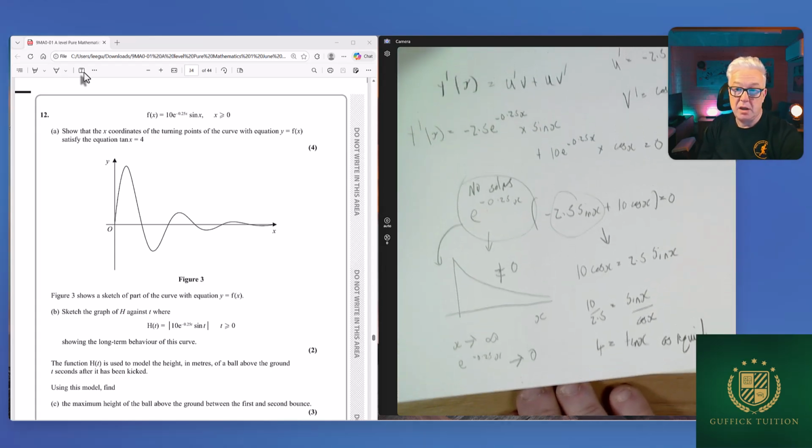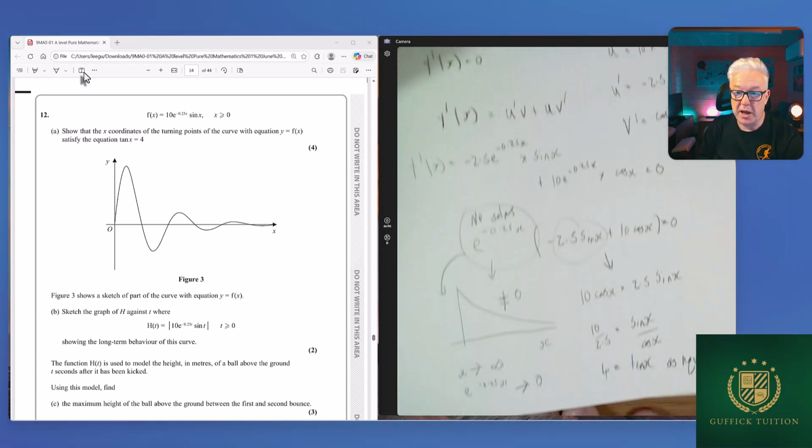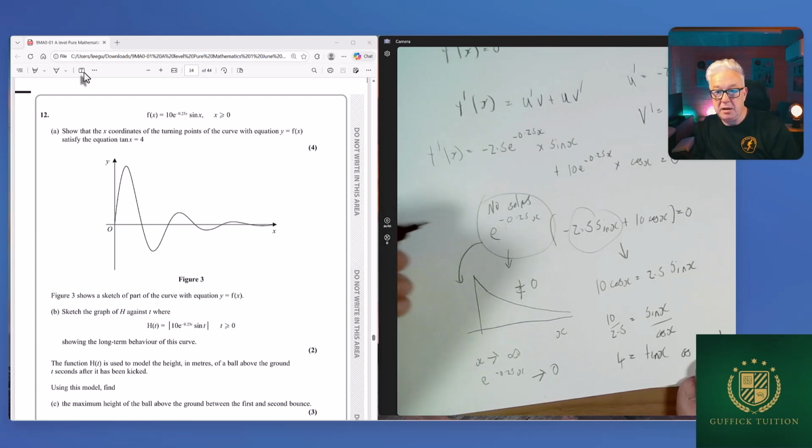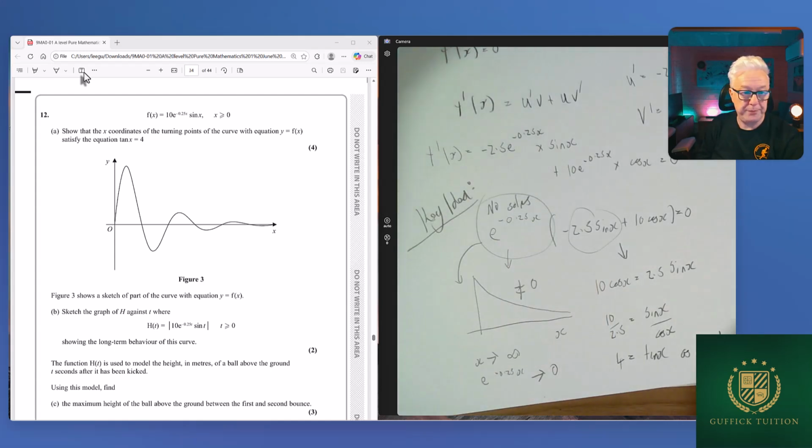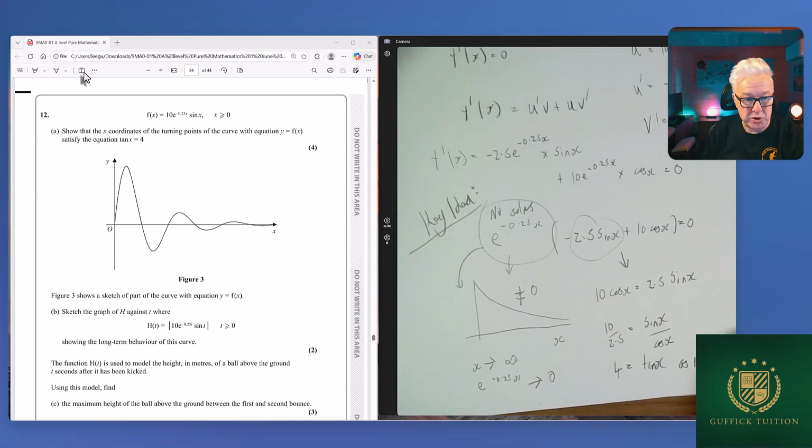Really nice application of the product rule. And as I say, look out for this. Commit this to memory. This is a key idea. You are almost guaranteed to come across this kind of notion as you practice exam questions.